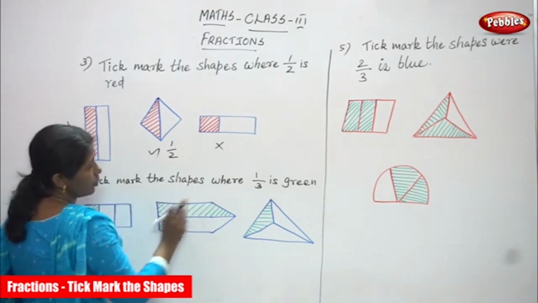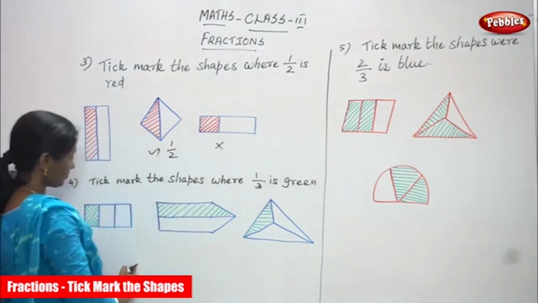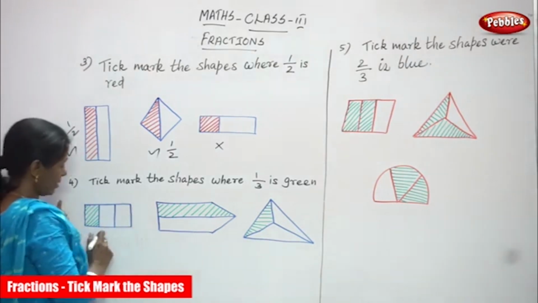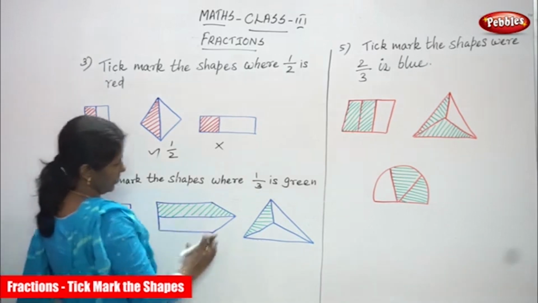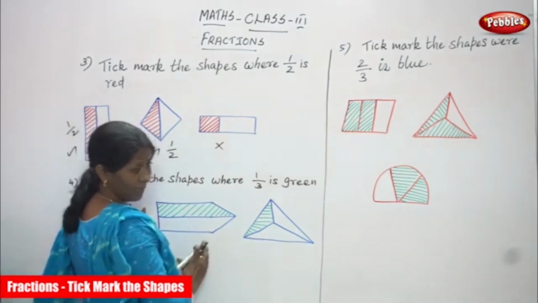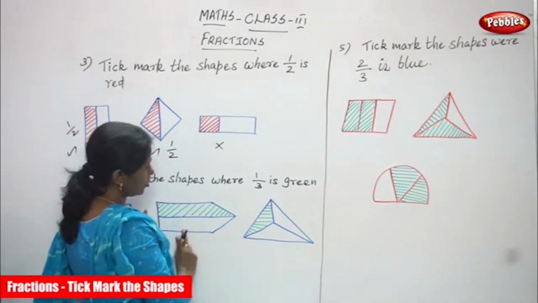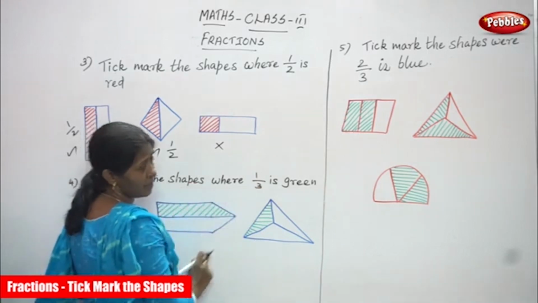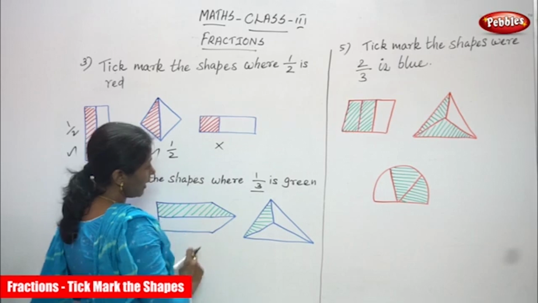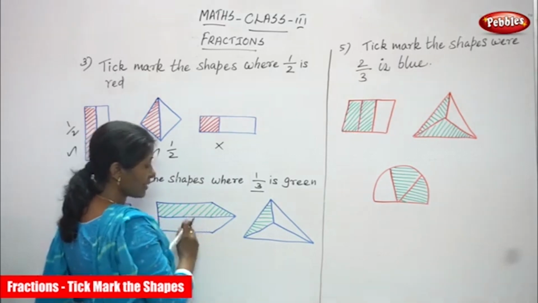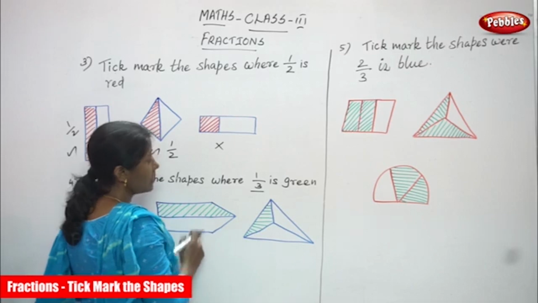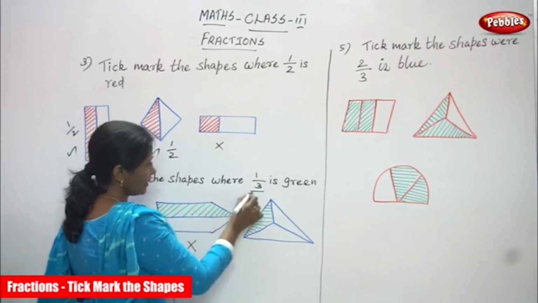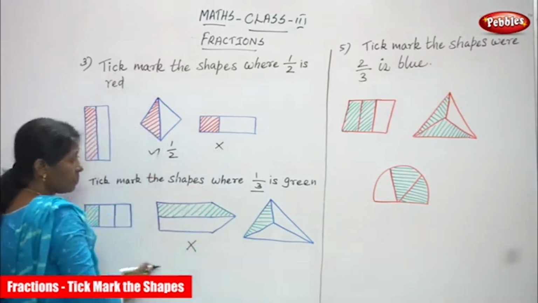And tick mark the shapes where 1 by 3 is green. Look at this diagram. This is cut into three parts, so I shaded only one portion in green color. So I put a tick mark. This is also a diagram. This object looks like a pencil shape, but I cut into two parts. But what they said is, tick mark the shapes where 1 by 3 is green. So I have to make this diagram into three parts, but I've drawn the diagram in only two parts, so it does not come under this category. So I put a wrong mark.